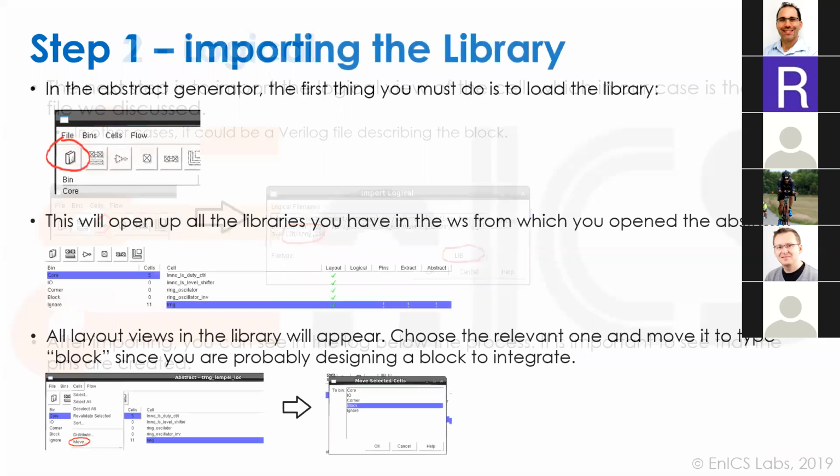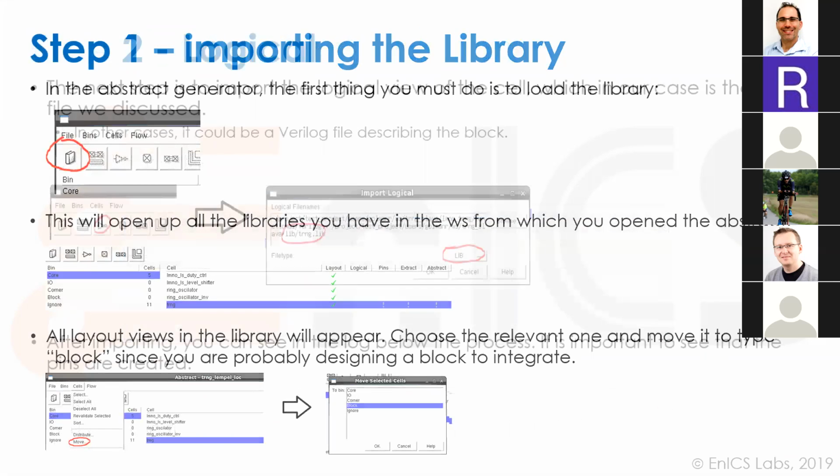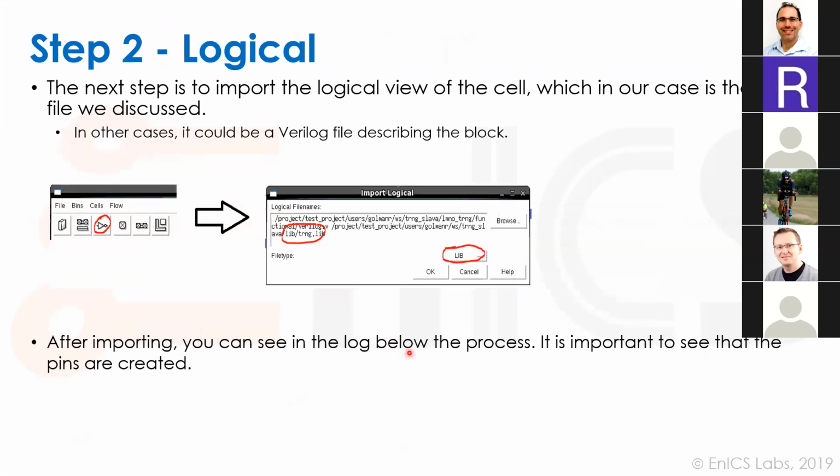Beneath, I didn't show it, but here at the bottom, we have a bigger window, which is the log of every step. In the log below, we can see the process and make sure that everything is correct. If not, it shows warnings or errors, and most of the errors shown there are not that clear, but we need to make sure that the lib is imported correctly before moving on. And we can also see there that the pins are created. The most important thing here is just the pins.